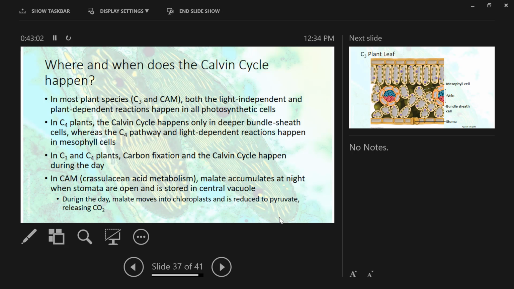Yeah, so the two strategies are, one, bury all the carbon dioxide really deep in the tissues where very little of the light-dependent reactions are happening. Or trap so much carbon dioxide at night that it can be released during the day, just overwhelming the amount of oxygen that's present.